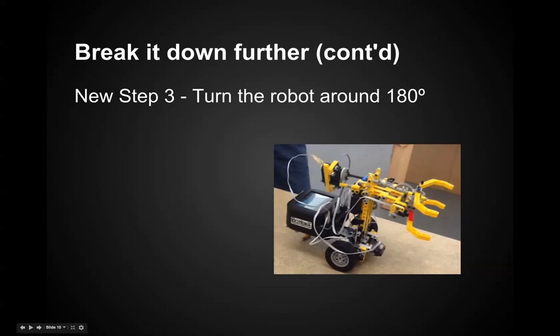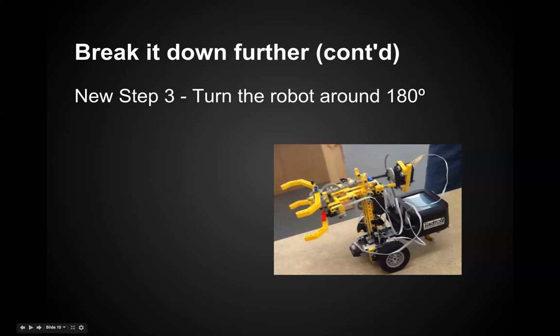Well, first we've got this gap where our robot isn't facing in the right direction for driving. And while we could drive it backwards, we've designed our robot so that it can see going forwards. So we need to turn the robot around 180 degrees, and that becomes our new step three. This kind of discovery of having a new step as we go along is not unusual. It's very important to make sure you include those steps.